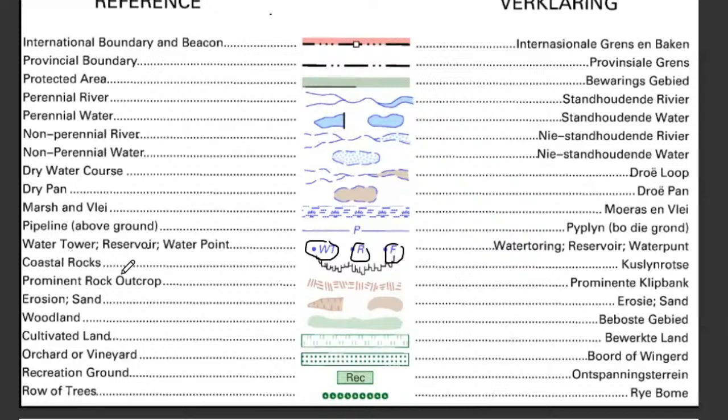Then we have a coastal rock. So this symbol is for a coastal rock, and so on and so forth. So in other words, I wanted you to understand that in map work, every symbol, everything you see has got value. Okay, so you must be in position to interpret.